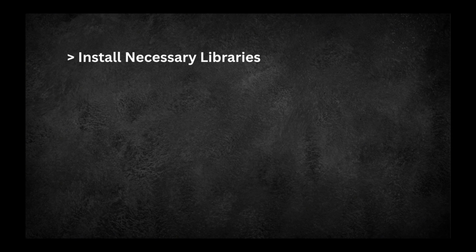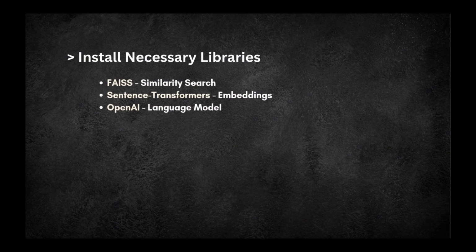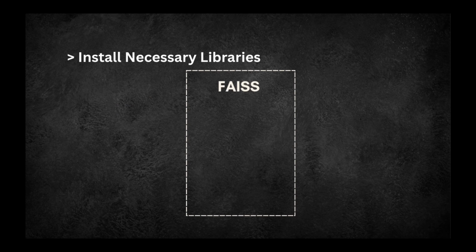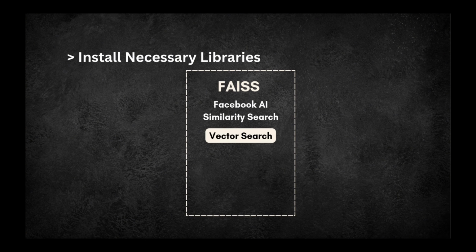First, we need to install a couple of libraries. FAISS for search, Sentence Transformers for embeddings, and OpenAI for the language model. So we'll be using this command to install the above three libraries. FAISS is Facebook AI Similarity Search. This is a high-performance library from Meta for vector search. It helps you quickly find the most similar embeddings, which are called vectors, among millions.